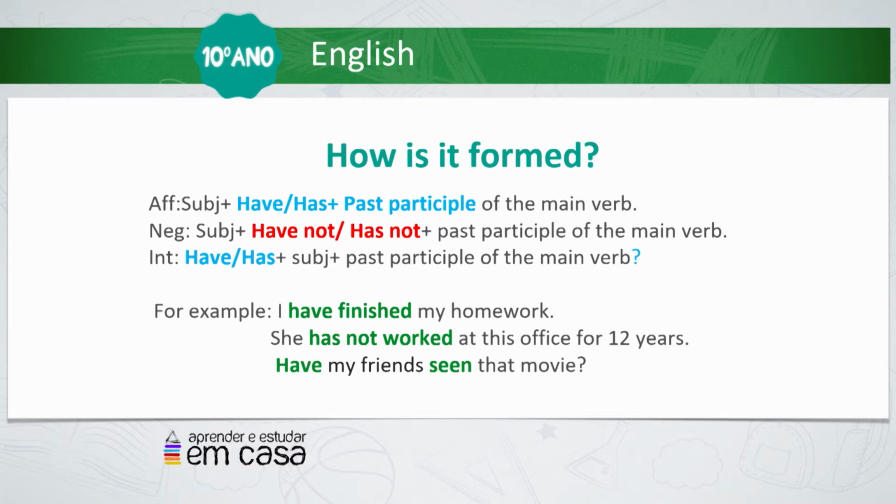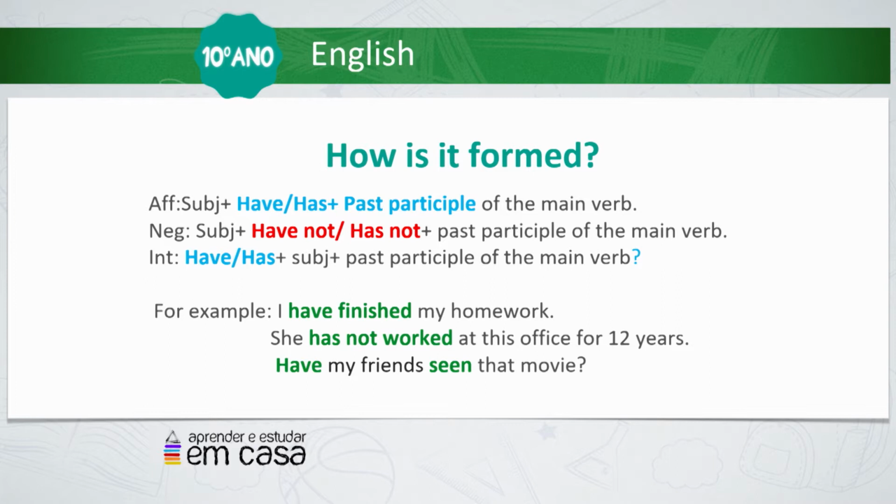The negative form, we just add not to the auxiliary verb to have. Subject plus have not or has not, depending on the subject, plus the past participle of the main verb. For example, she has not worked at this office for 12 years. Has, because we have the subject she. The third person singular we do as has.